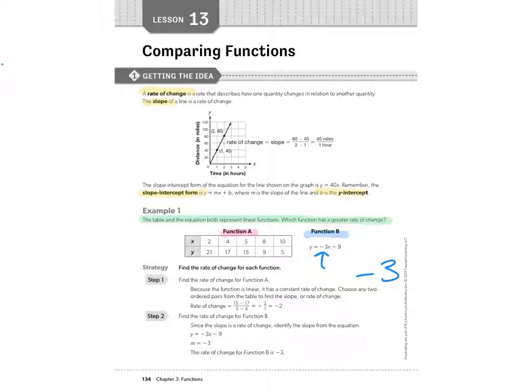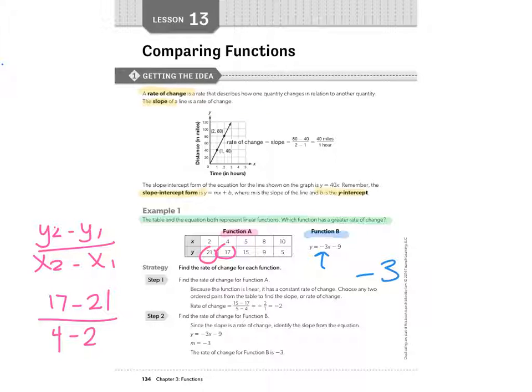So then let's kick over here to the function table and get our rate. If you remember, you can calculate rate as slope, so y2 minus y1 over x2 minus x1. I'm just going to go with the first two ordered pairs. So my y2 would be 17, my y1 would be 21. Right, I'm getting those from right here on the table. My x2 would be 4. My x1 would be 2. 17 minus 21 is -4. 4 minus 2 is 2. So that reduces down to -2.